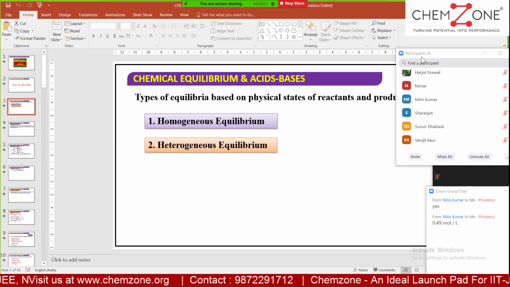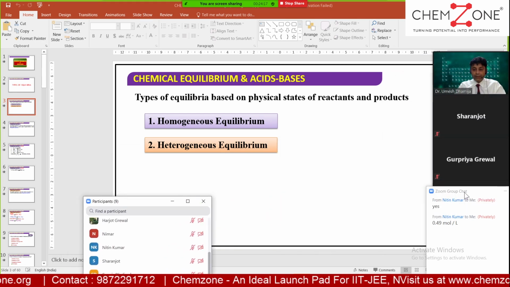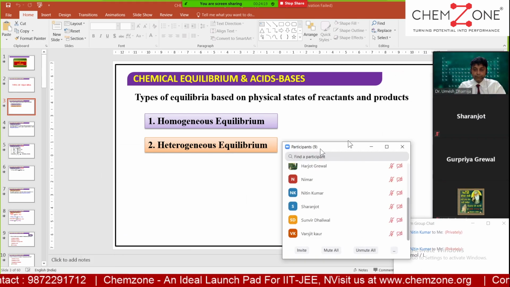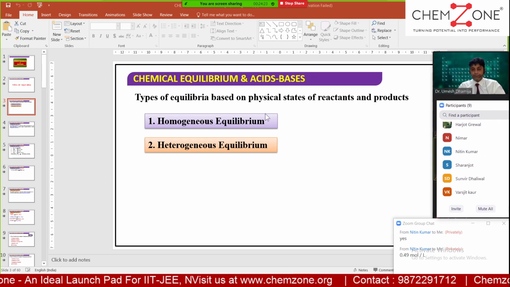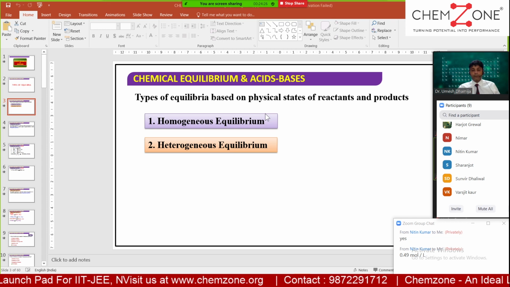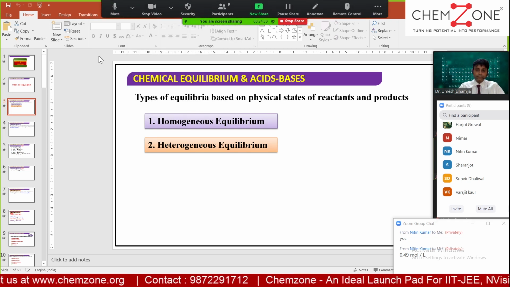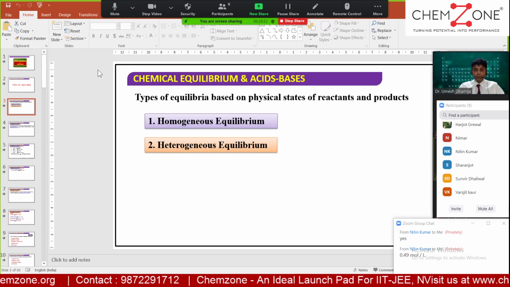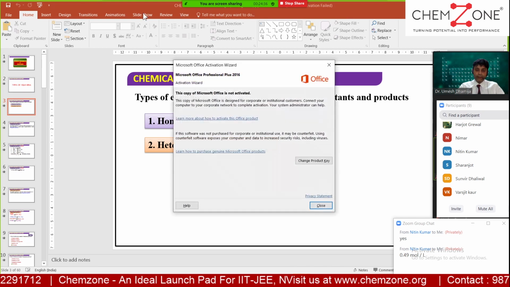Have we discussed this topic? Homogeneous and heterogeneous equilibrium? No, sir. So write down here types of equilibrium based on the physical state of the reactants and products. There are two types. One is the homogeneous, other is the heterogeneous.